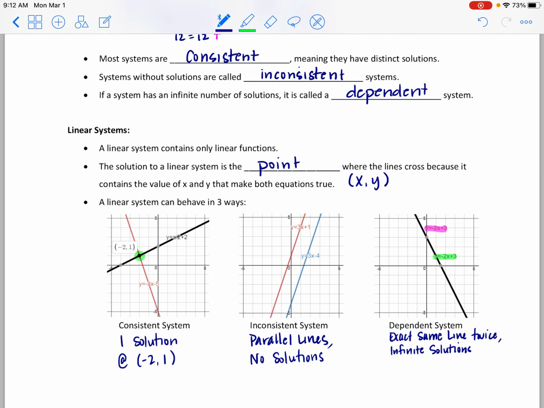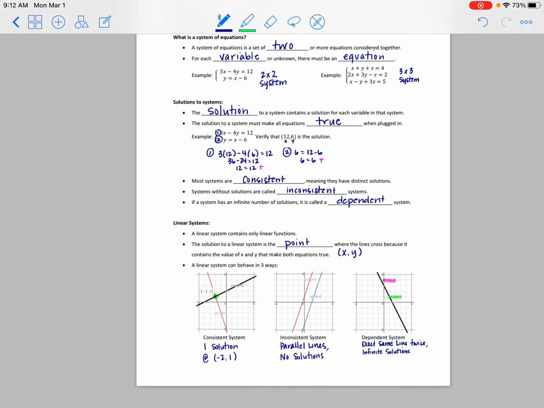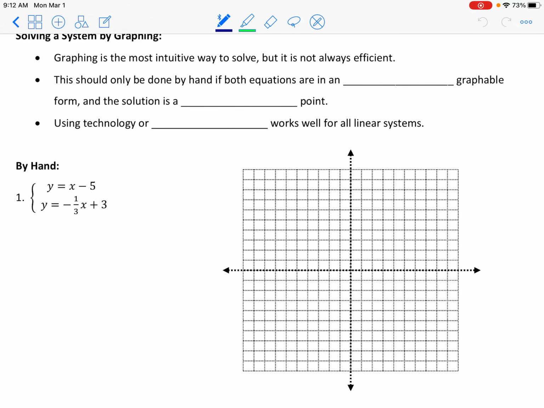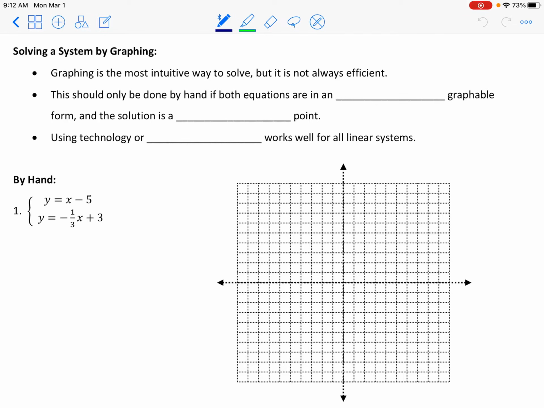Okay? So that's sort of the concept behind a system, but we need to be able to solve. Now, I think the most intuitive way to solve a linear system, because we're looking for the point where the lines cross, would be to graph. If we can graph our 2 lines and find the point where they cross, we will have the solution to our system. So we are going to look at solving by graphing. Again, in my opinion, it's the most intuitive way to solve, but it's not always the most efficient or effective way.